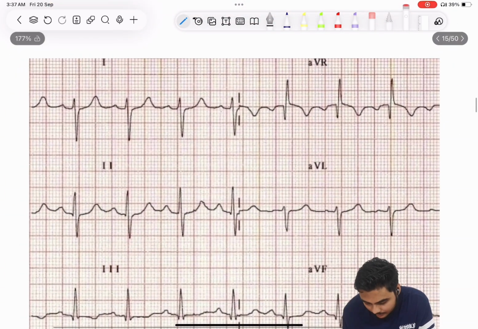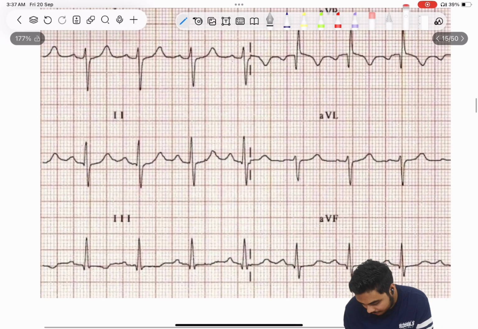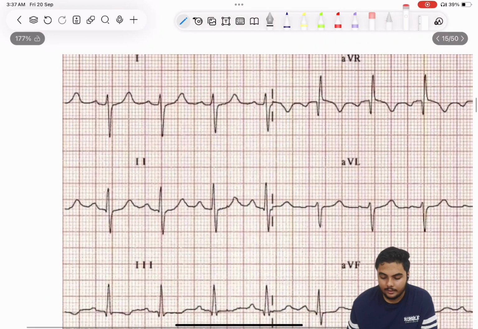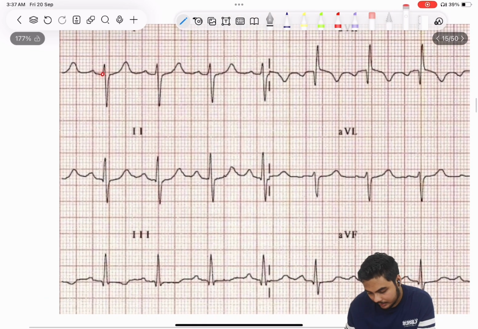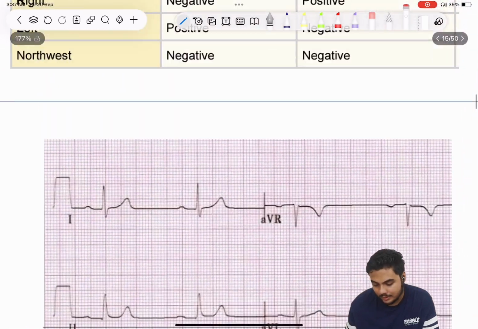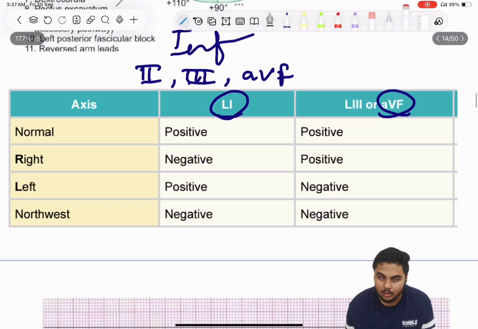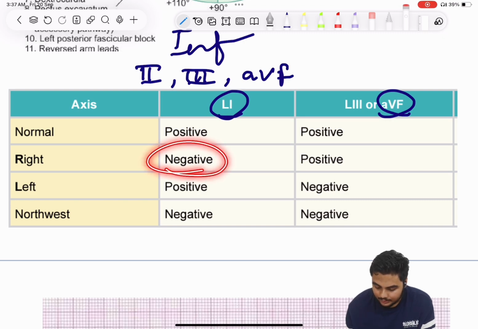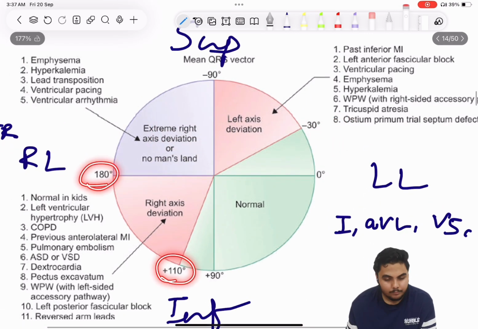Here you can see in lead 1 we have a negative deflection in QRS, and in AVF we have a positive deflection in QRS, right? So if you see, one is downwards and the other one is upwards. So it looks like they are both reaching for each other, right? So this is when you have a right axis of the heart, in which lead 1 is negative and AVF is positive. We have the right axis. So the right axis lies between +110 to +180.